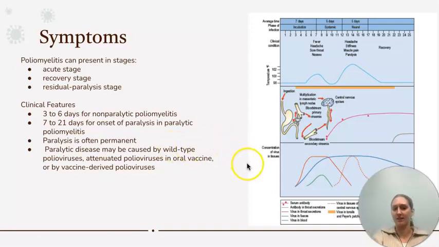Clinical features: 3 to 6 days for non-paralytic incubation period. For non-paralytic poliomyelitis, 7 to 21 days for the onset of paralysis in paralytic myelitis. And that's just a graph explaining some of the timelines.